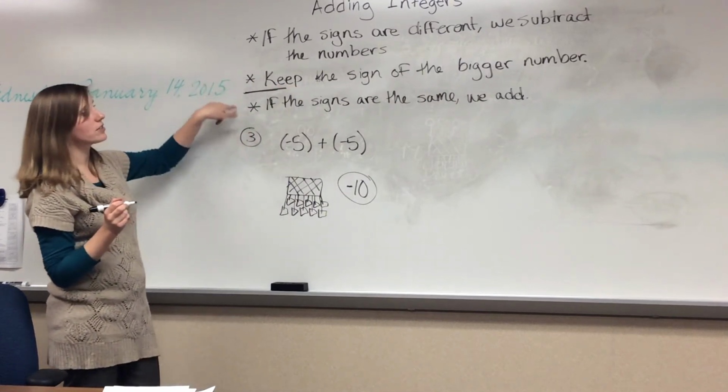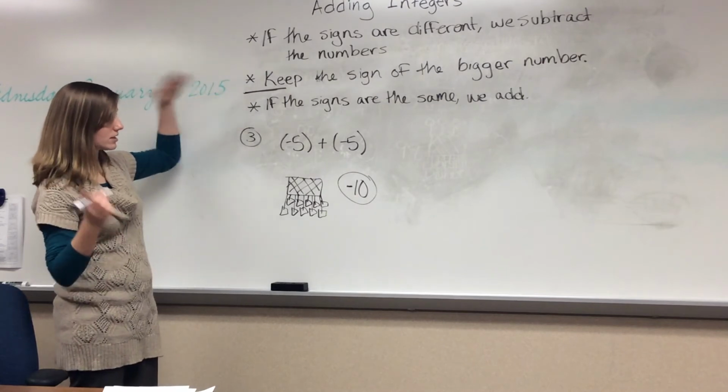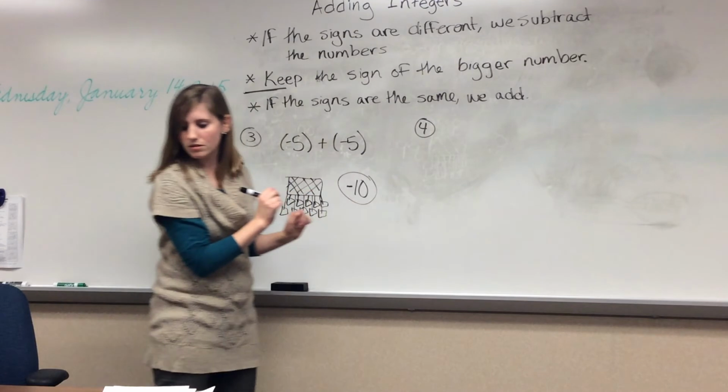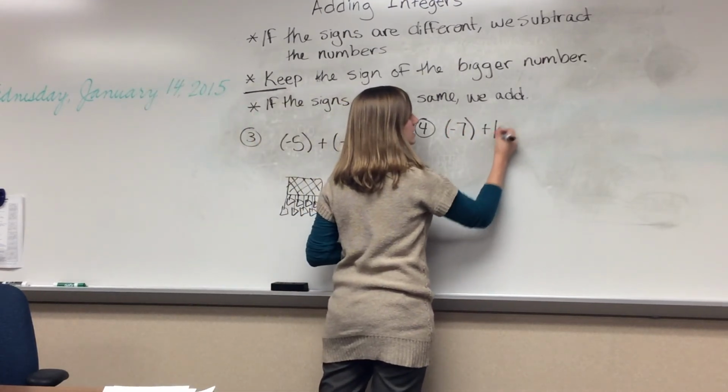So this rule works for all problems. These two rules, you have to know if the signs are different or the same. So if they're different, subtract. If they're the same, add. So let's take a look at number 4 and try applying our rules instead of drawing pictures. We've got -7 plus 10.